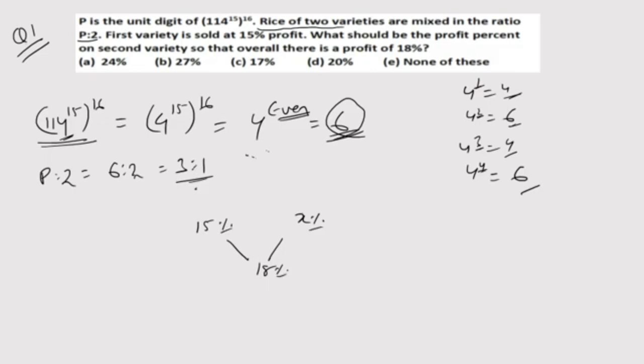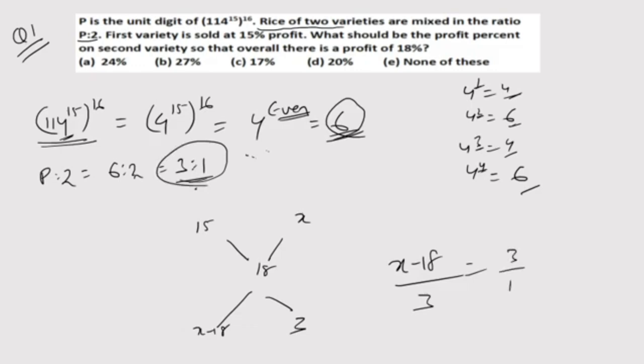See here, I'll be applying alligation. As percentage is common in all three, I can cancel it, isn't it? So I'll cancel percentage. Now just apply alligation. This is x minus 18, this is 3. So this ratio is basically x minus 18 by 3. This is same as 3 is to 1, 3 by 1. Now from here I'll get x equal to 27. So my answer has to be 27%.